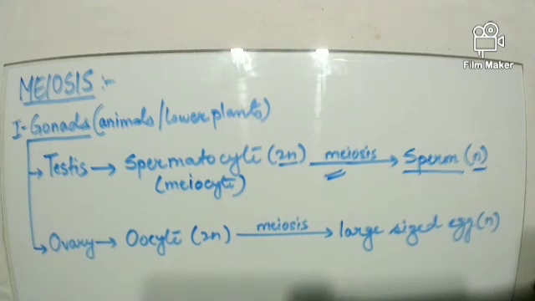When we are talking about the ovary, the meiocyte is the oocyte, which is again represented by 2n, that means it is diploid. When these oocytes undergo meiosis, they produce a large sized egg. Large sized egg means that they are basically bigger as compared to the sperm. So the overall concept to understand is how the gametes are formed. Haploid gametes are formed from diploid meiocytes, whether it is the spermatocyte or the oocyte.